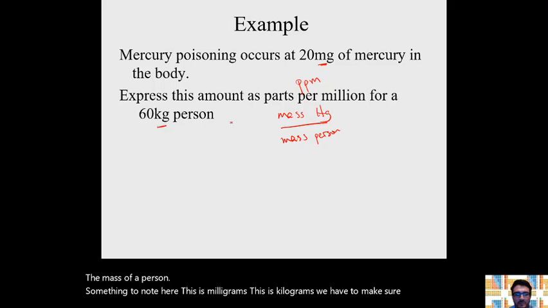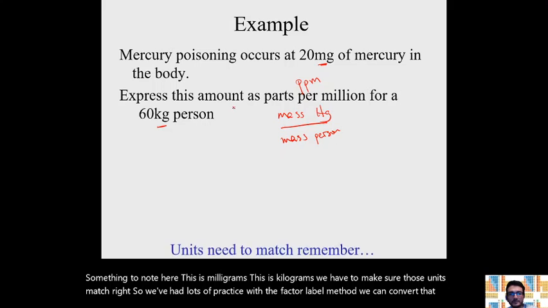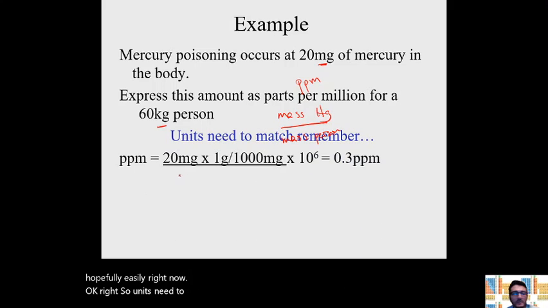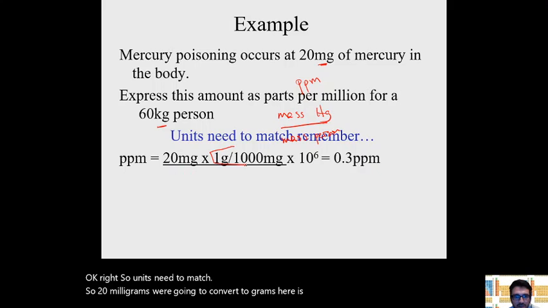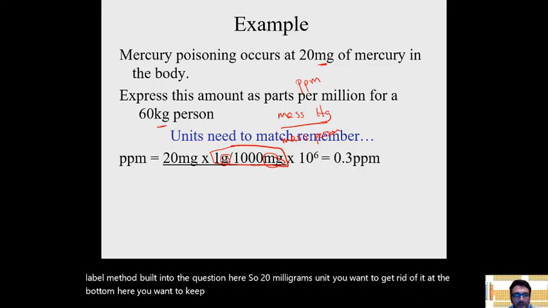We have to make sure those units match, right? So we've had lots of practice with the factor label method. We can convert that hopefully easily right now. Okay, right, so units need to match. So 20 milligrams, we're going to convert that to grams. Here is our conversion factor. So this is a factor label method built into the question here. So 20 milligrams, the unit you want to get rid of is at the bottom here. The unit you want to keep is at the top. And we cancel out, and we get our grams at the top.